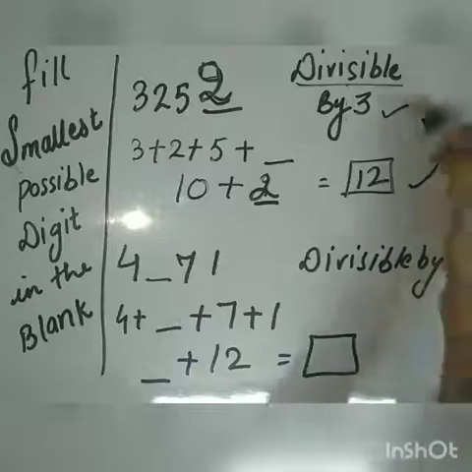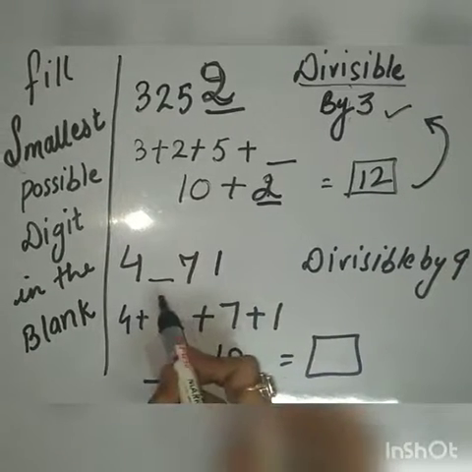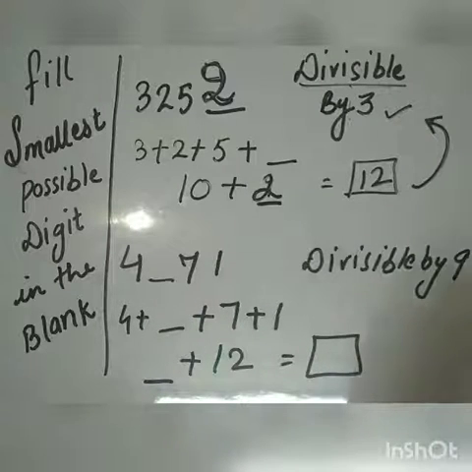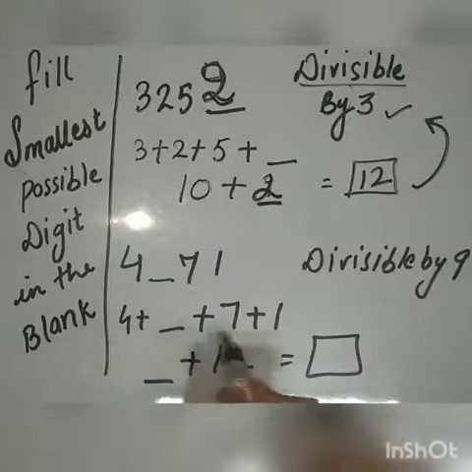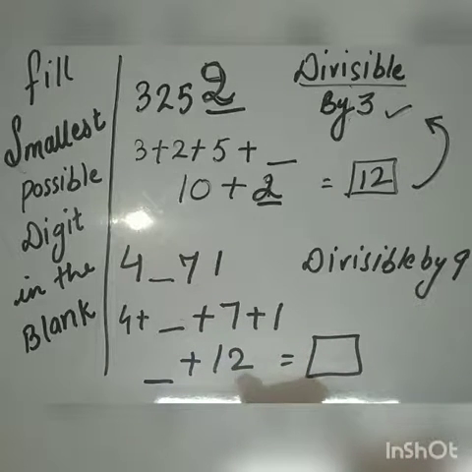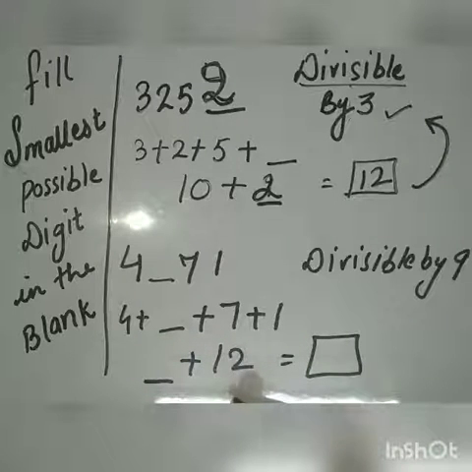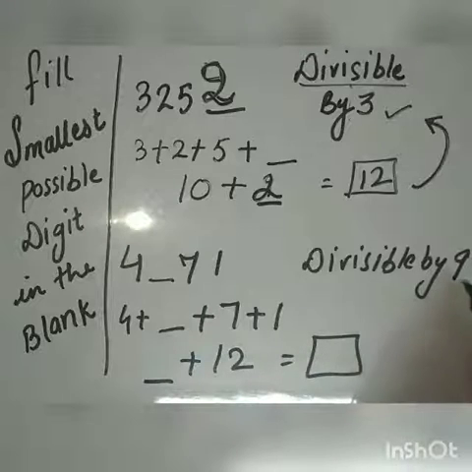3252 is completely divisible by 3. What should we fill here so that this number is divisible by 9? The condition of 9 is same as 3. The sum of the digits must be a multiple of 9. 4 plus 7 plus 1 is equal to 12. What should be added to 12 so that this is divisible by 9?